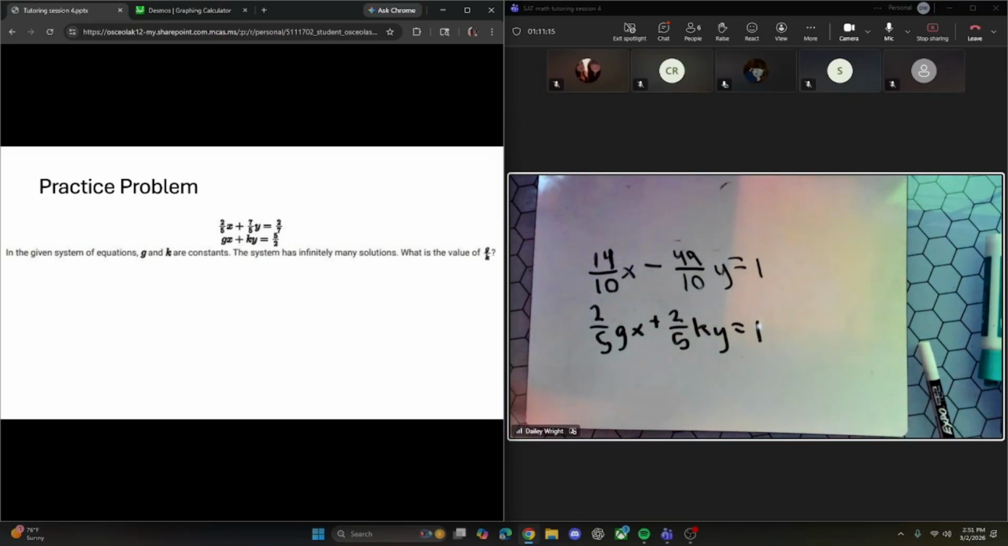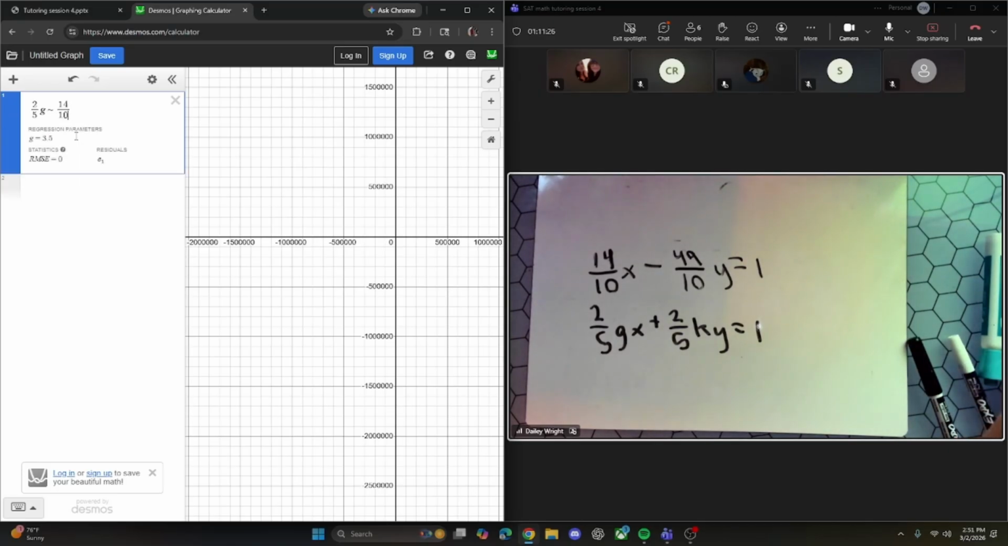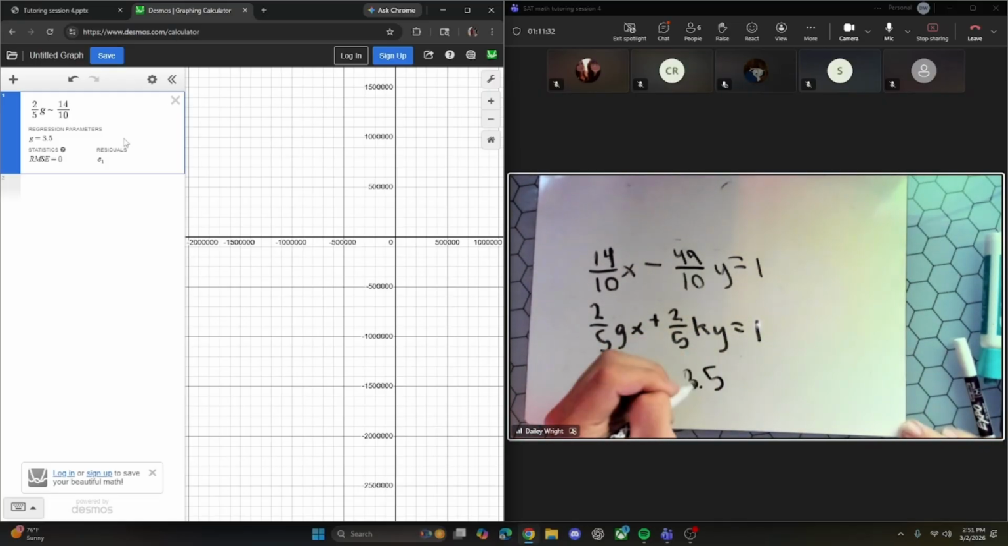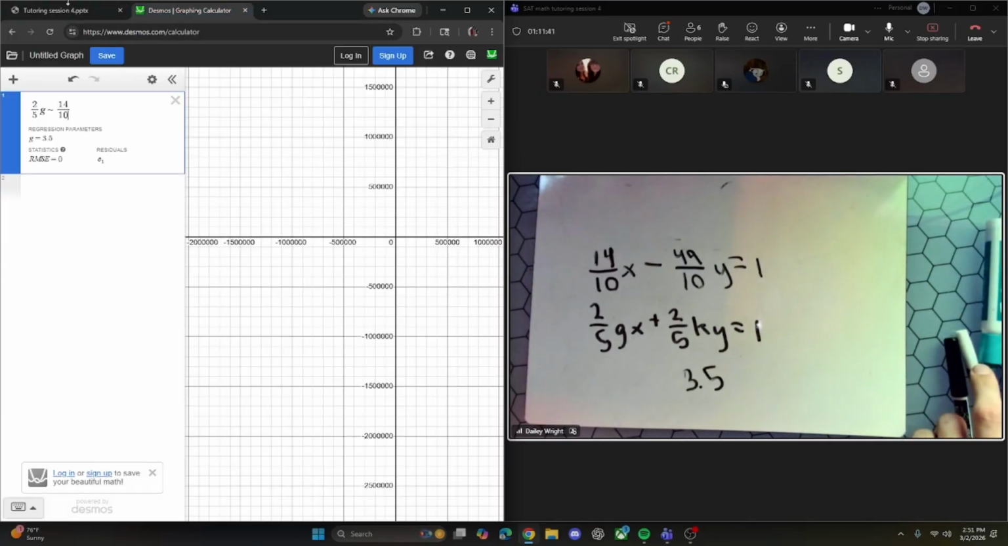So 2 over 5g equals 14 over 10. We're going to put that into Desmos: 2 over 5g, squiggly line, 14 over 10, because you want the coefficients to be the same. So g is going to be 3.5. And then k: 2 over 5k is going to be equal to 49 over 10.